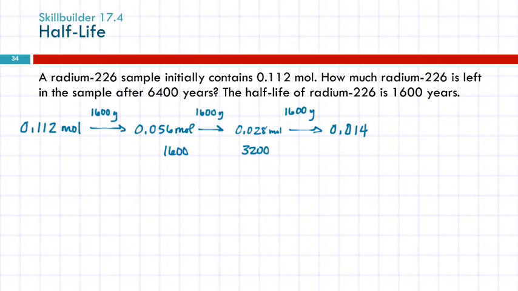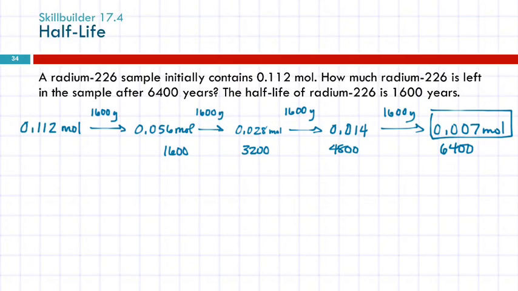So now we've got 3,200 plus 1,600, so 4,800 years. We're getting closer. Divide it in 2 again. So 0.007 moles. And we're adding another 1,600 years. Now we're up to 6,400. That's the time period we wanted. So the answer is 0.007 moles of that are left after 6,400 years.